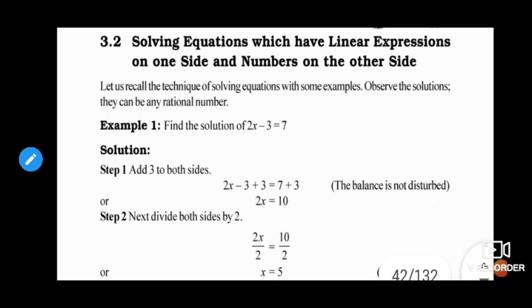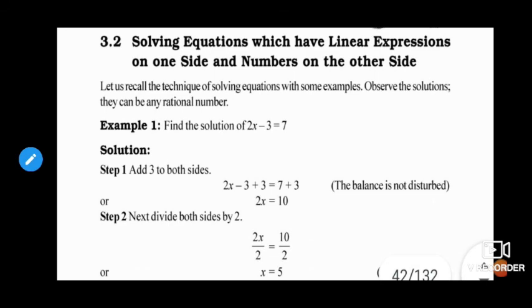If I do the right hand side also, on the left hand side minus 3 plus 3 will get cancelled. The remaining is 2x. And on the right hand side, 7 plus 3 is 10. Next, we have to remove the 2. If we want to remove a multiplier, that is 2 in a multiplication, if we divide with 2, then the 2 will get removed. So I will divide both the sides with 2.